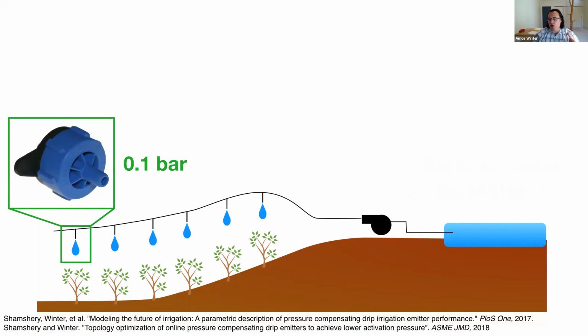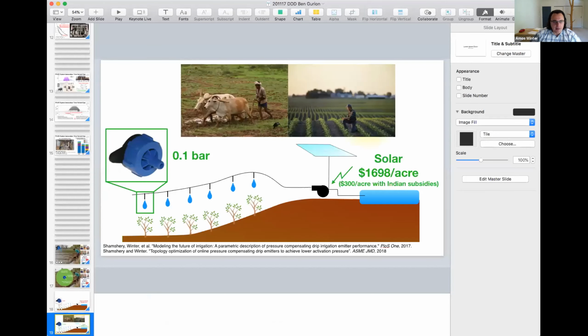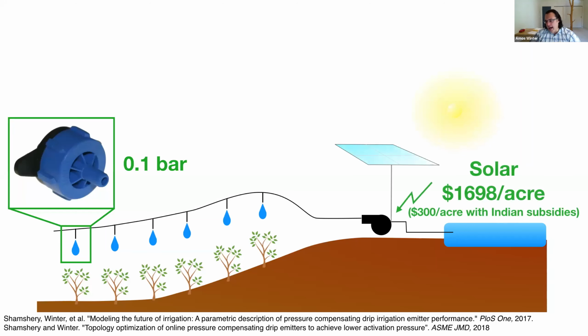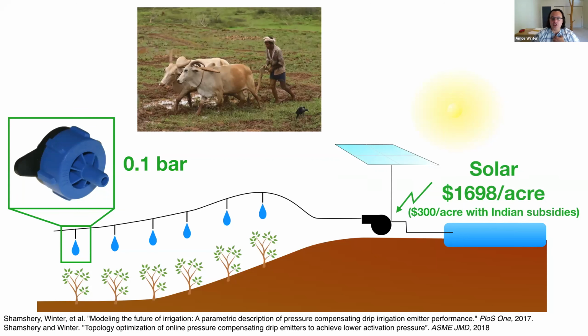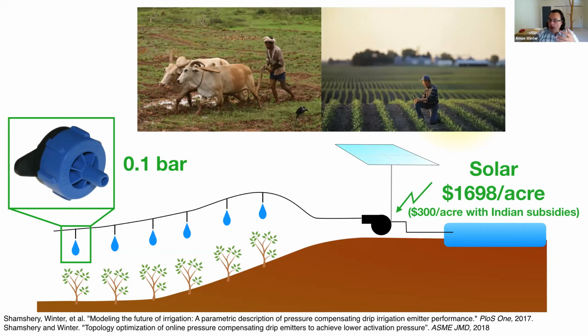And by doing so, we can lower the pumping power by about half of the overall off-grid system. And if we could do this, we can both impact the lives of farmers in poor countries, as well as the lives of farmers throughout the world. Everybody can save money by lowering their pumping energy costs with lower pressure drip systems.